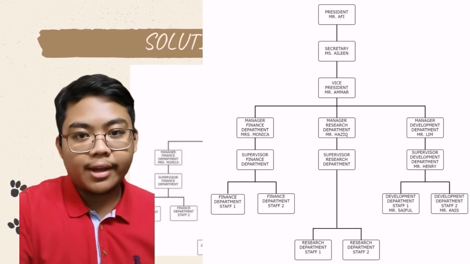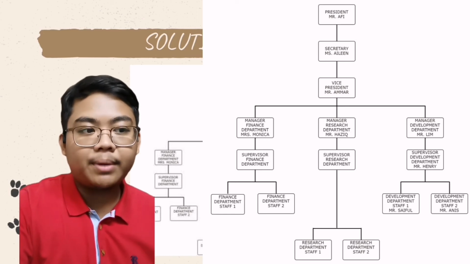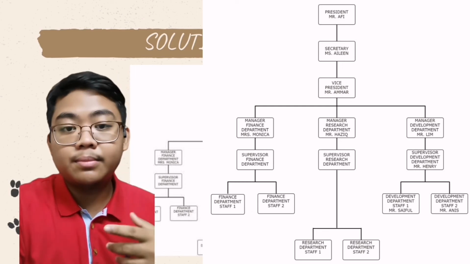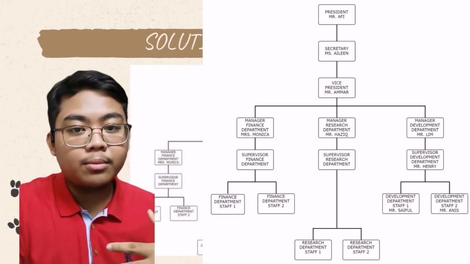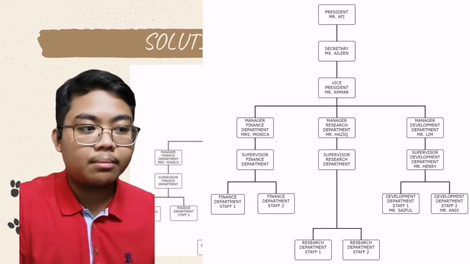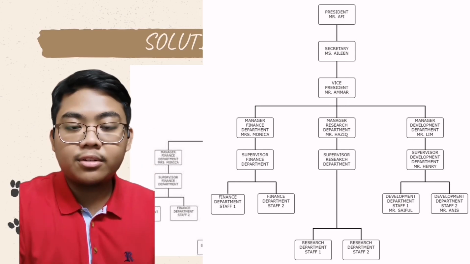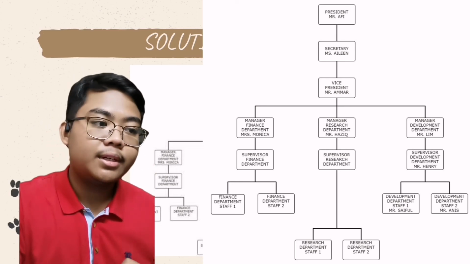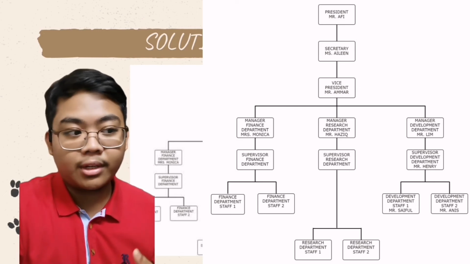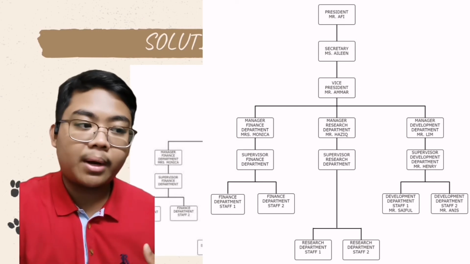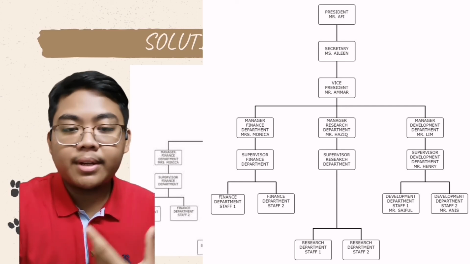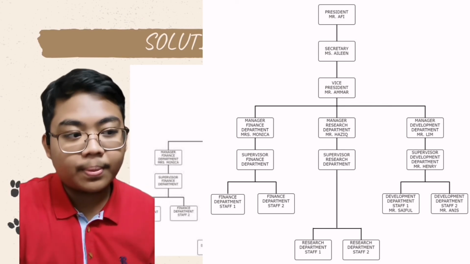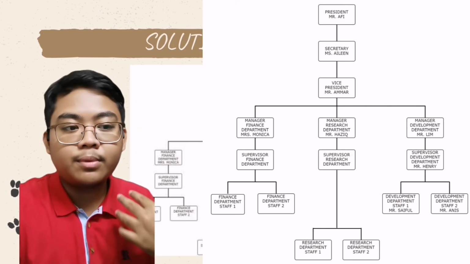Imagine Smart Technology SDN PhD, which is an IT company that runs business on software development. The company president is Mr. Afif on top. Below Mr. Afif, the company vice president is Mr. Amar, and the secretary is Miss Ellen. So the company contains three departments, which are finance department with Miss Monica as the manager, research department with Mr. Haziq as the manager, and development department with Mr. Lim as the manager.